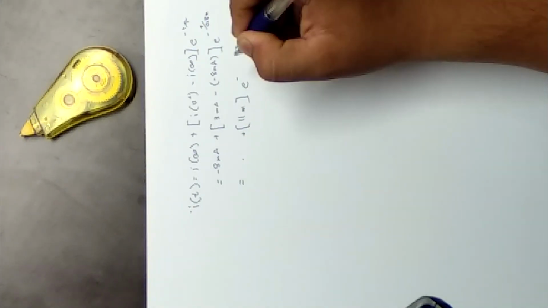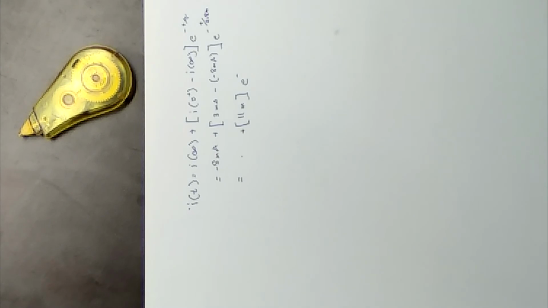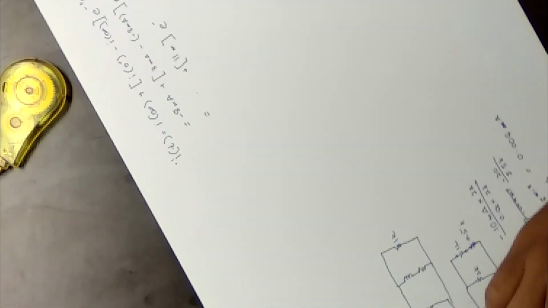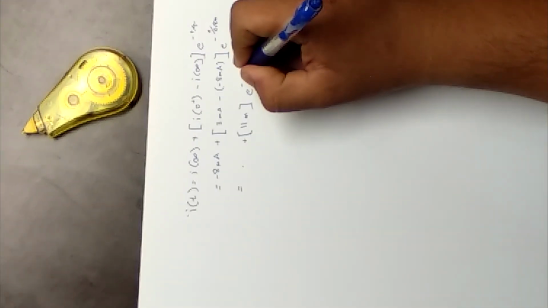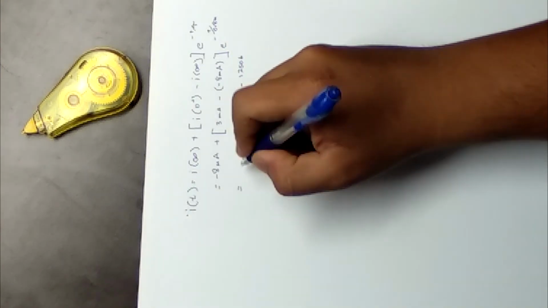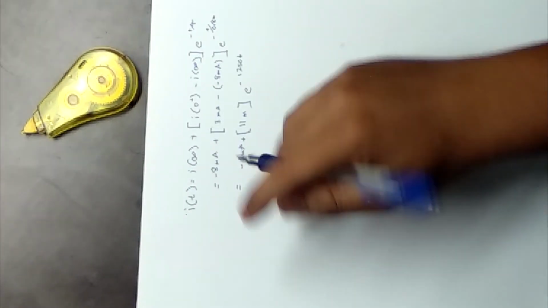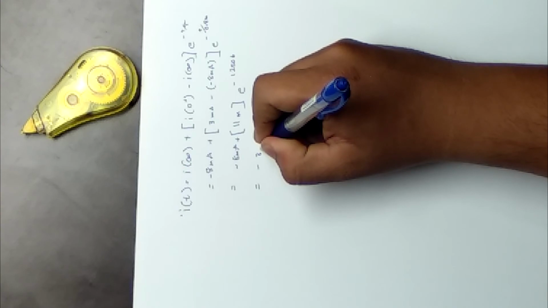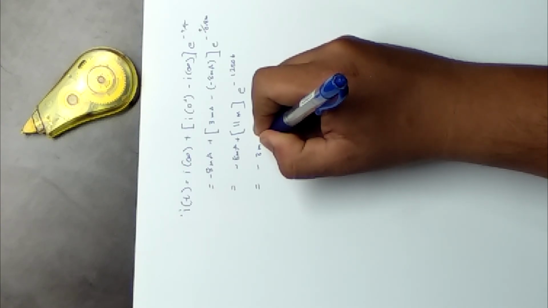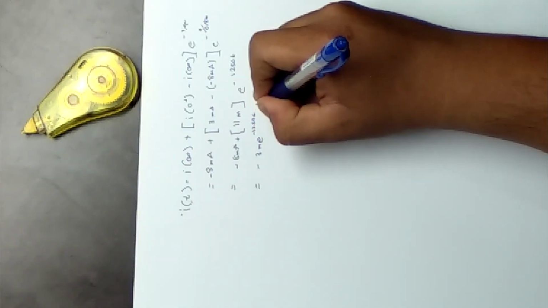Exponent negative t over 0.8 milli, so we get negative 1250 t, then negative 8 milliampere. To settle this, we get negative 3 milli exponent negative 1250 t ampere.